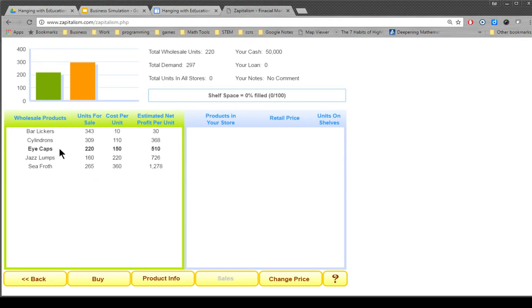Well, hopefully this is easier to read at this point. The top line up here says total wholesale units. That's 220. Total demand is the next one. Total units in all stores. Your cash, your loan, your notes, and it says no comment next to that. Another idea, if you're having a hard time seeing the screen, many of you have the chat up and you're looking at the chat going on, which is valuable.